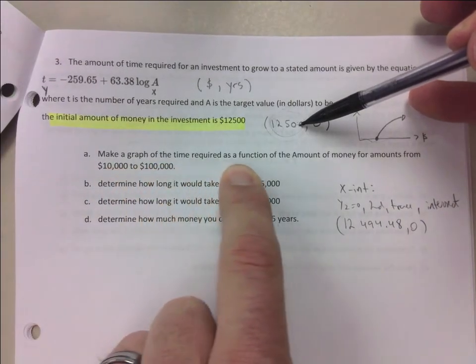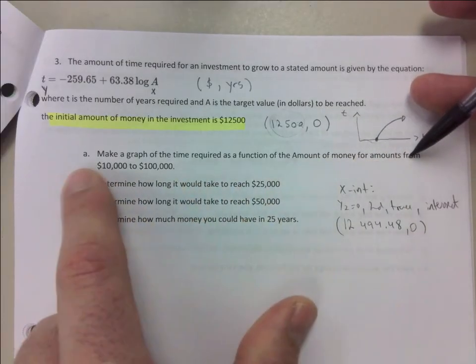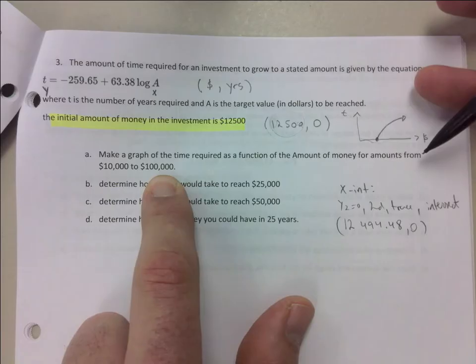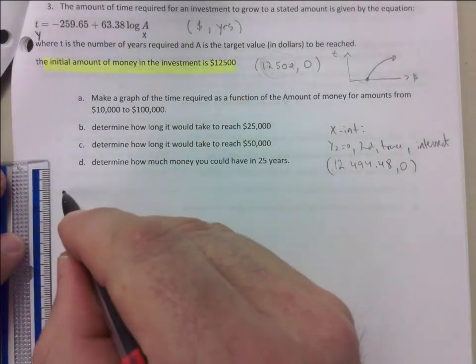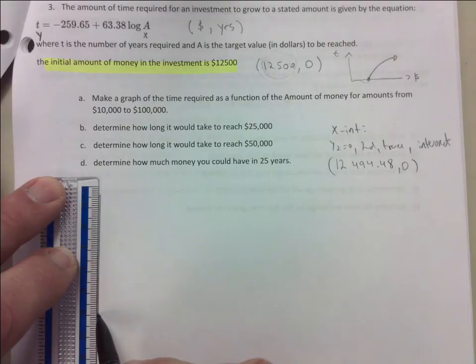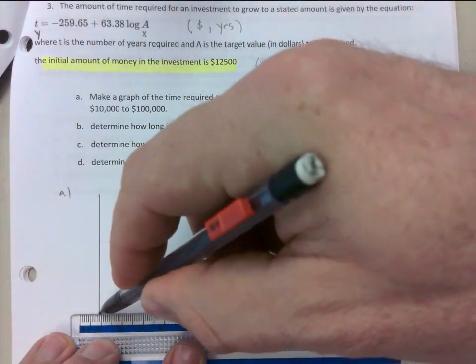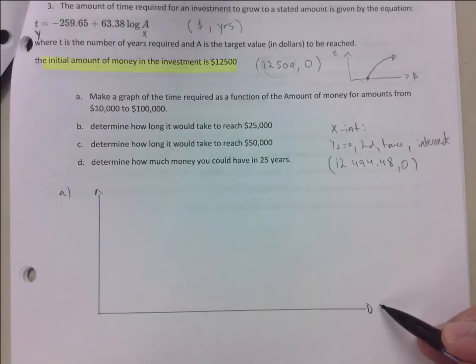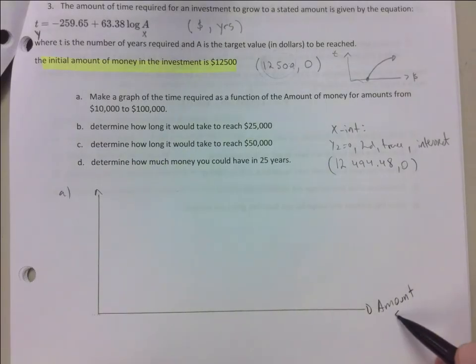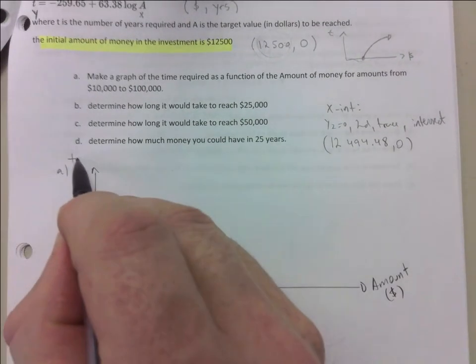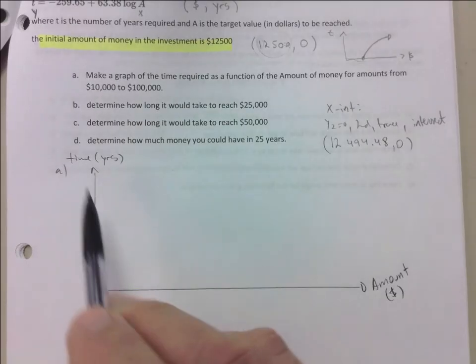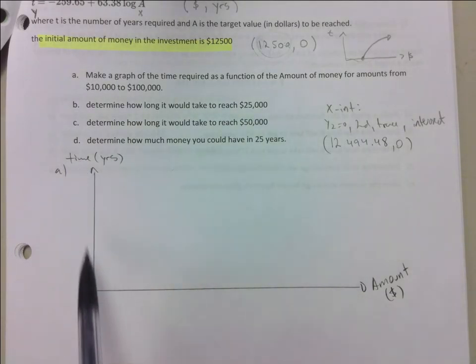Make a graph of the time required as a function of the amount of money for the amounts 10,000 to 100,000. So let's go ahead and do that. Let's make our graph here. This is the amount of money invested, and that's in dollars. This would be the time in years. So remember, time is your y-axis here.